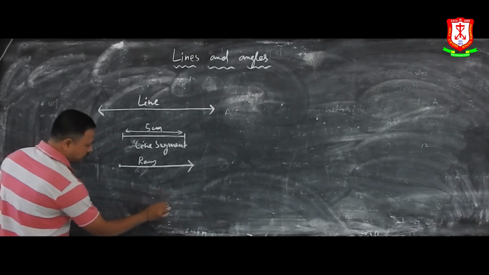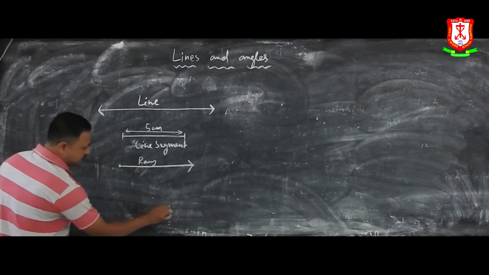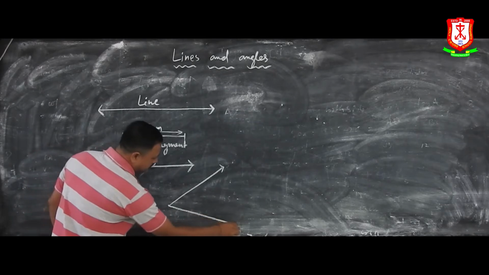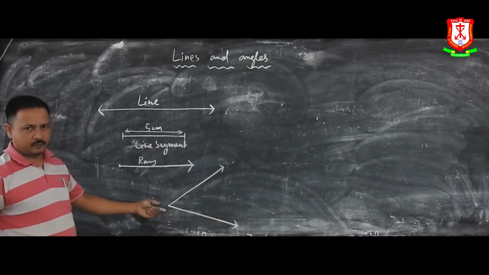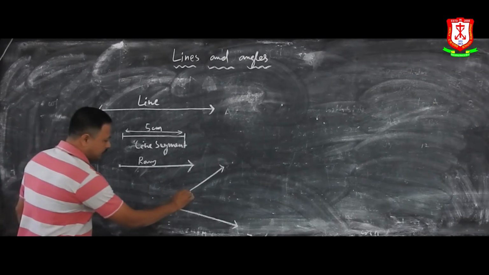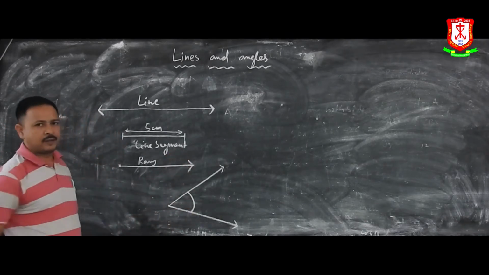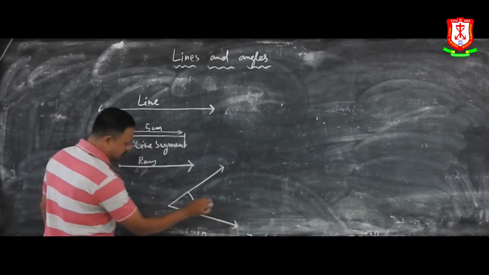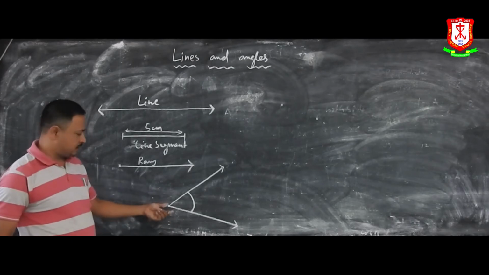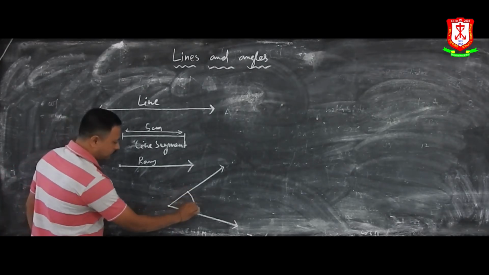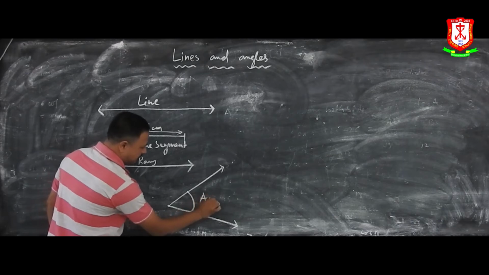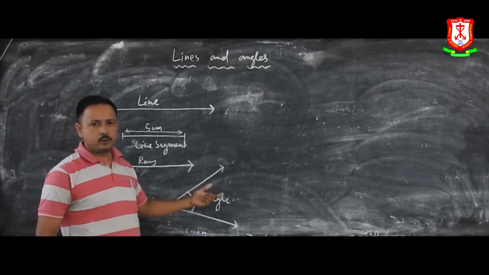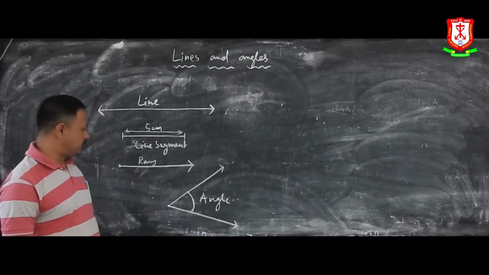So if two rays start from a fixed point, then they form an angle. So this one is a ray, this one is another ray, and their starting point is the same. They form an angle. This one is an angle. So an angle is formed when two rays start from a fixed point.